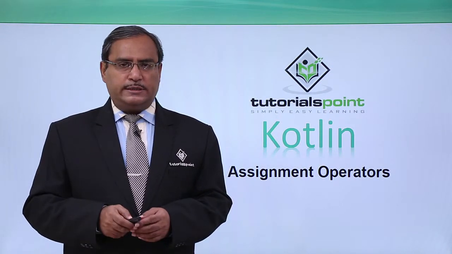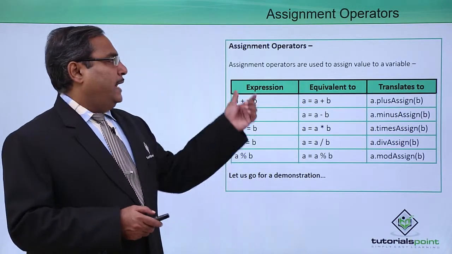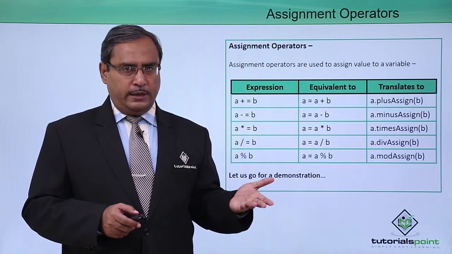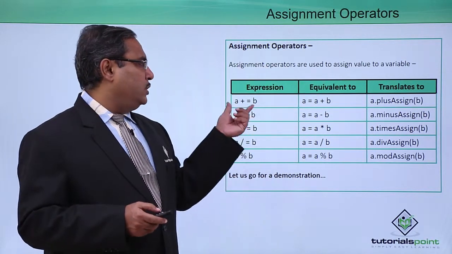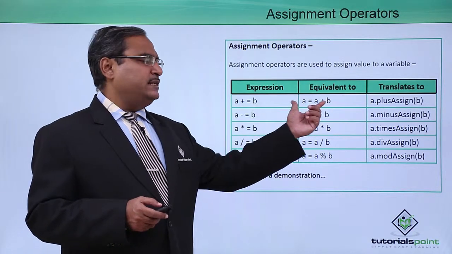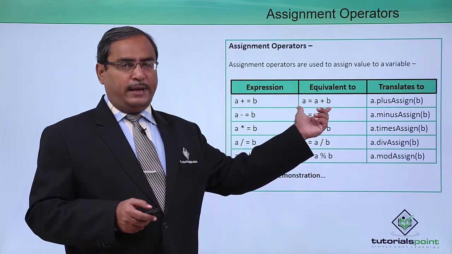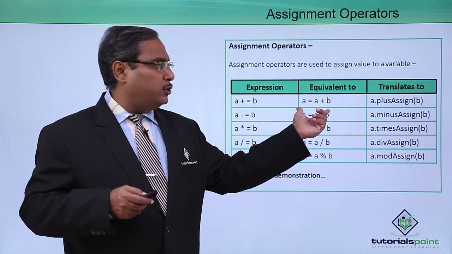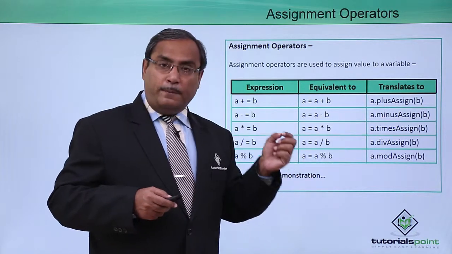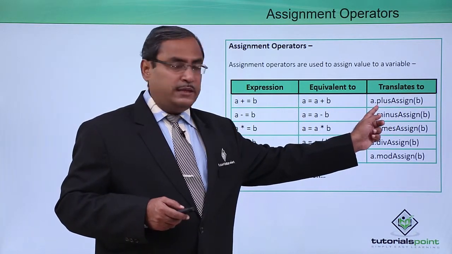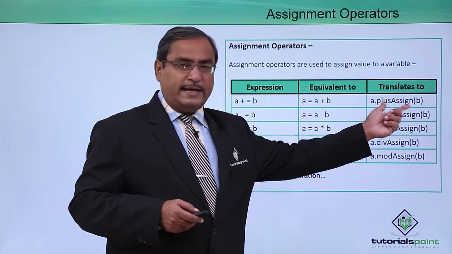Assignment operators in Kotlin. Assignment operators are used to assign values to a variable. So let us go for some examples. If we write the expression a += b, it is equivalent to a = a + b, and it will get translated to call the respective method in this way: a.plusAssign(b), where A will be capital but b will be in lowercase. So a.plusAssign(b).